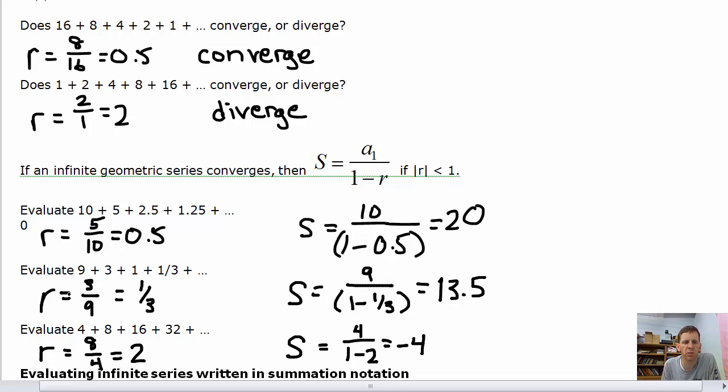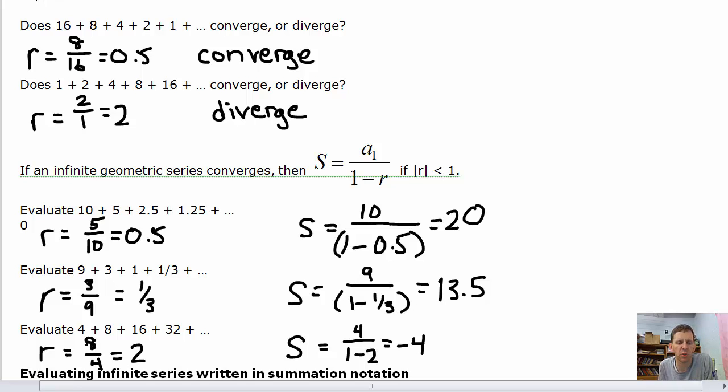For the second sequence of numbers, we're going to find what r is equal to. I took a term divided by its previous term. I did 3 over 9. That's equal to 1/3. You could also do 1 over 3 or 1/3 over 1. You get 1/3 both ways. The sum is equal to the first term, which is 9, divided by 1 minus the ratio, which is 1/3. When you crunch that out, you get 13.5.